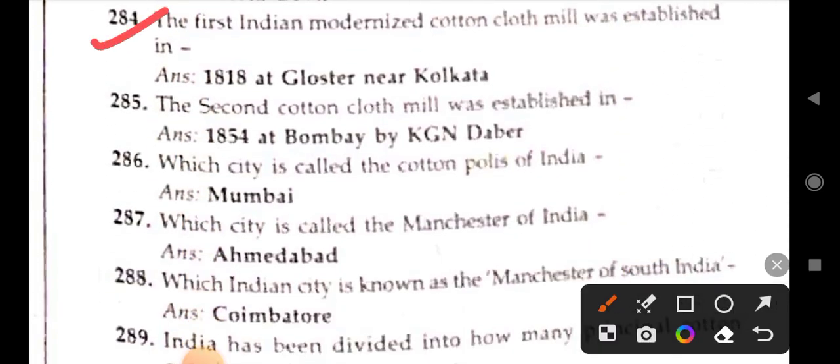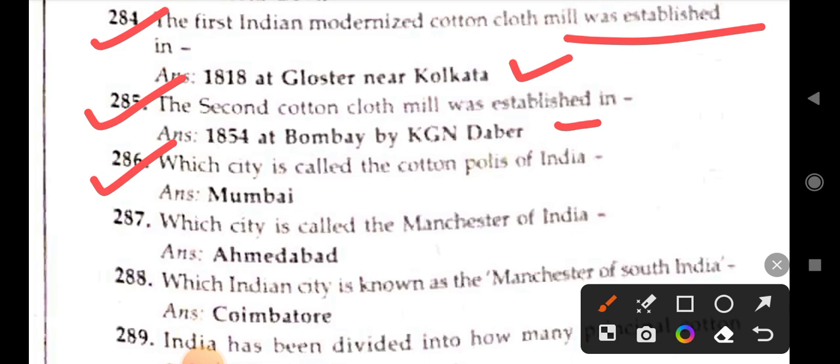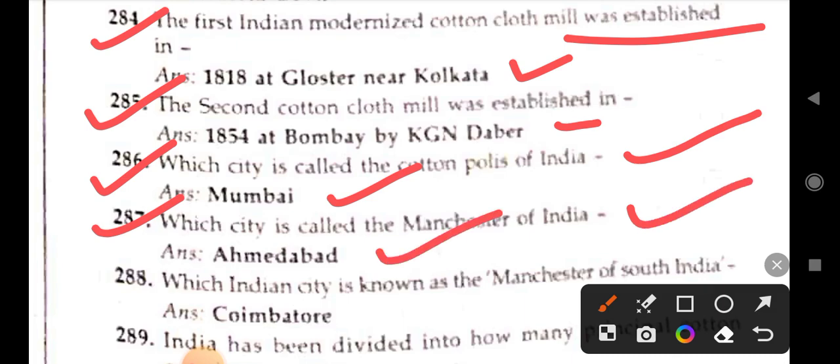The first Indian modern cotton cloth mill was established in 1818 at Fort Gloster near Calcutta. The second cotton cloth mill was established in 1854 in Bombay by K.N.G. Dabur. Which city is called the cotton polis of India? Mumbai. Which city is called the Manchester of India? Ahmedabad.